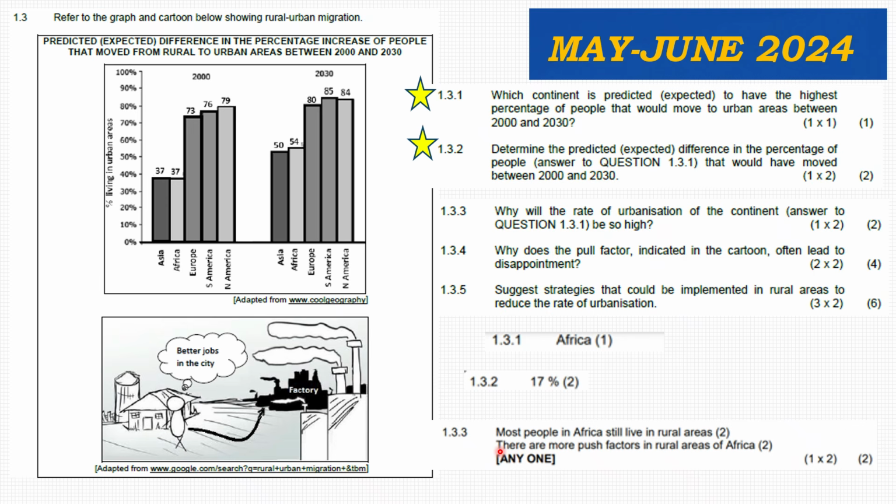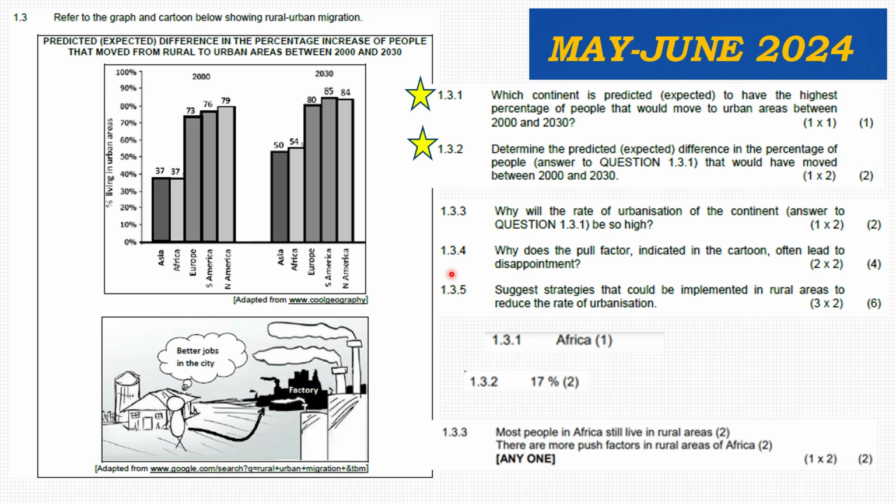Number one, you must talk about more people still in rural areas. And they are going to move away because of push factors. They're going to move to our urban areas, rural urban migration. And then they are going to cause a high rate of urbanization. You get your 4 marks.